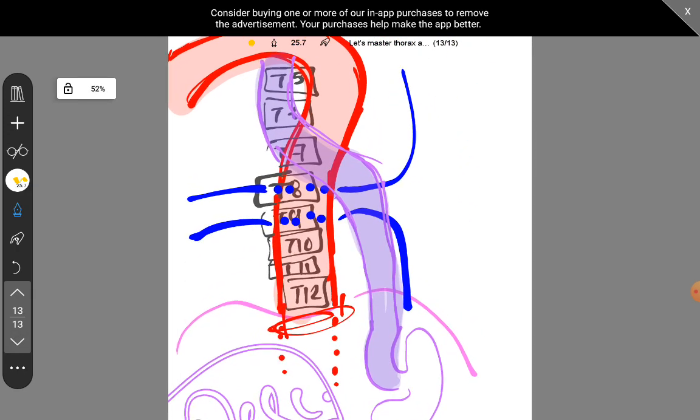Okay, now we're going to talk about the descending thoracic aorta. The descending thoracic aorta is the continuation of the arch of the aorta, which begins at the disc between T4 and 5, and that's number 5. Okay, and it's in between.